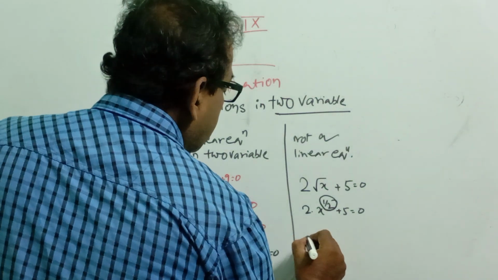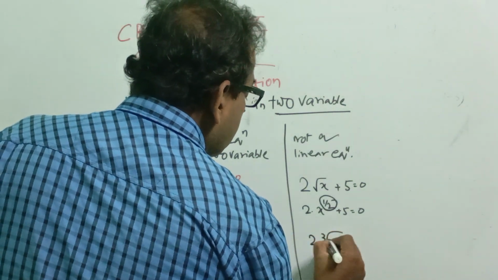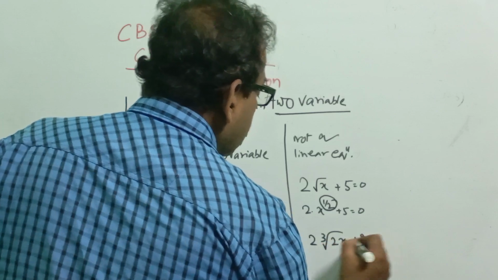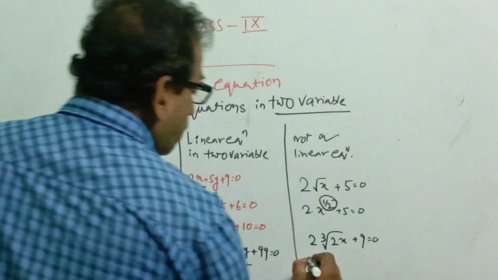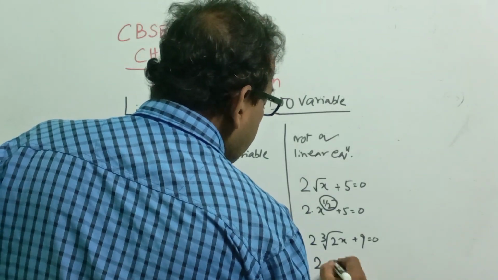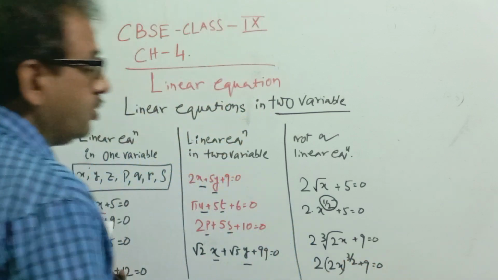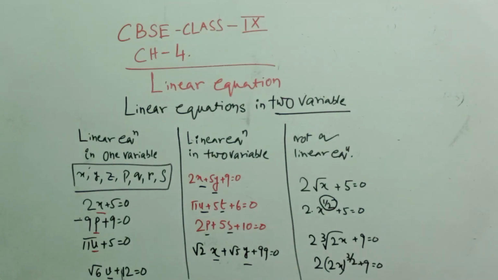Now if you write 2x to the power 3 by 2 plus 9 is equal to 0, this is also not a linear equation, because of that power 3 by 2. So in a linear equation, no power is a rational number. So is that part clear? Now we enter into the chapter.